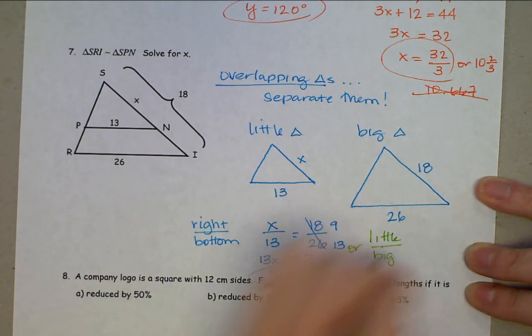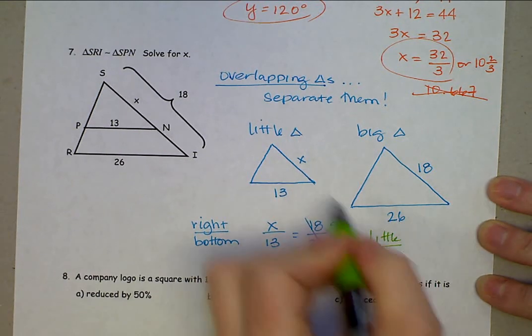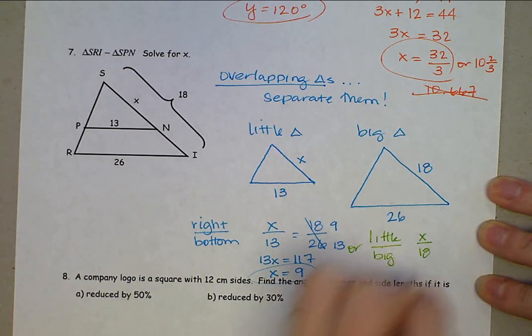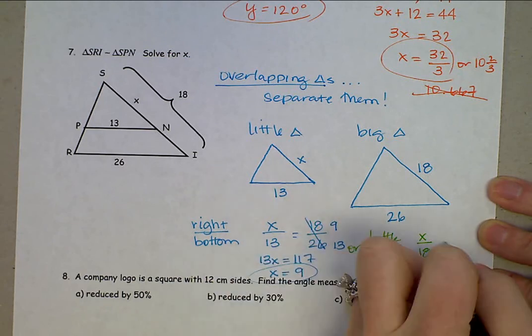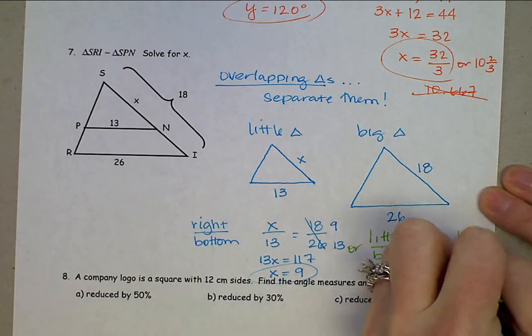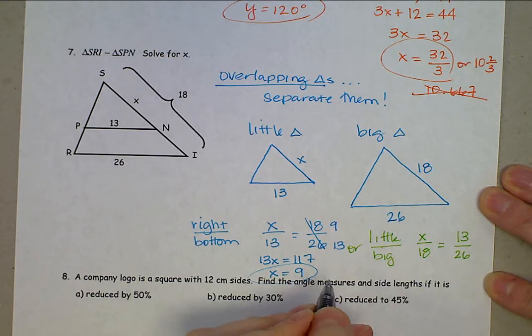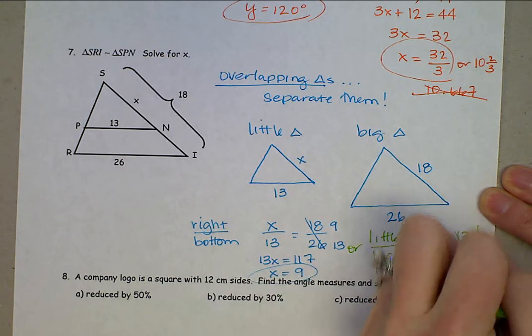Okay, so little triangle over big triangle. I'm going to start with the right hand side. So x over 18 equals little over big again, so equals 13 over 26. Okay, again, do some reducing. 13 over 26 is really 1 over 2.